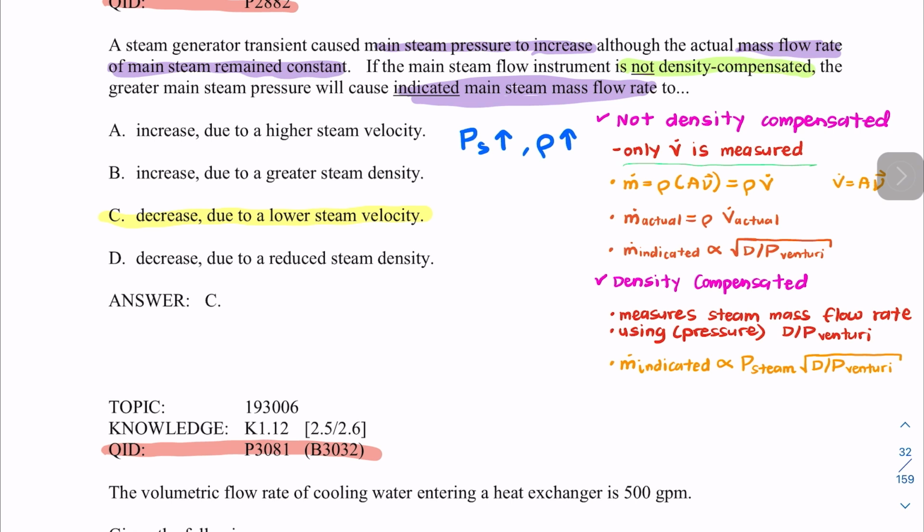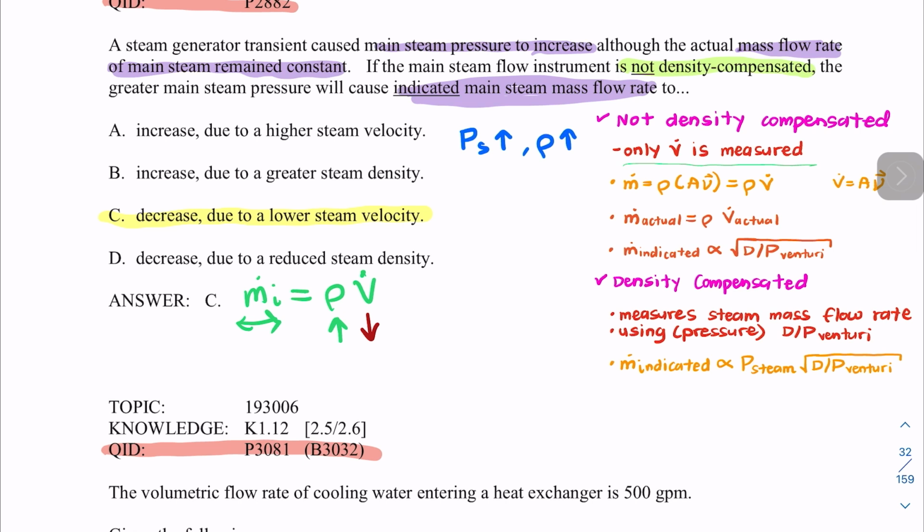So what is this telling me initially? It's telling me that my initial mass flow rate is constant, right? So I have a constant mass flow rate. Then it's telling me that the main steam pressure increases, so my density increases, right? So in theory, in order for me to get a constant mass flow rate, my volumetric flow rate will have to go down, right? Theoretically, that's what's happening.